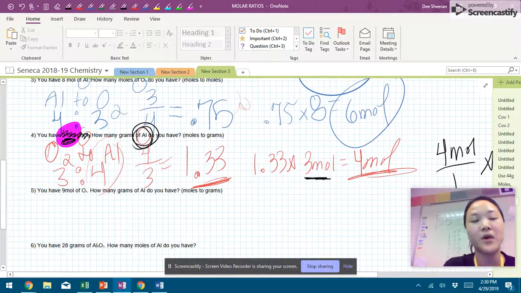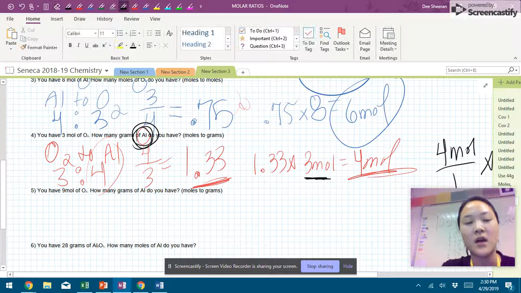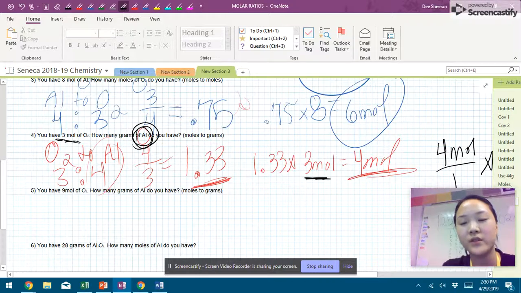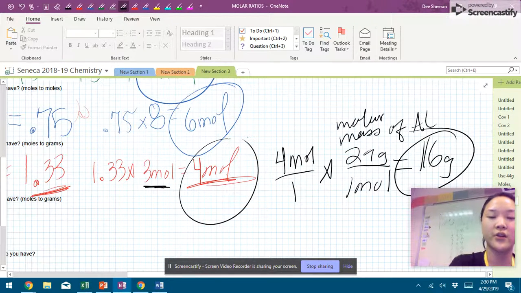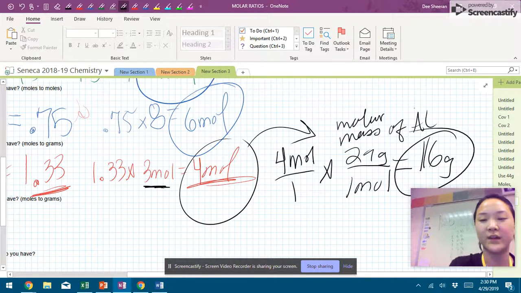To recap, I did my ratio. I found it. I changed it into a division problem. I solved that division problem. I then took this number, multiplied by, let me erase this, 3 moles from over here. So 1.33 times 3 moles gives you 4 moles. And then you're not done yet. You're going to take this answer and multiply it by the molar mass of Al.